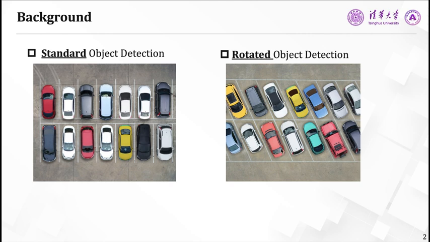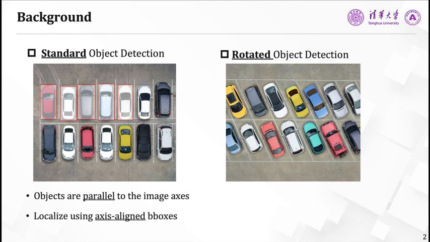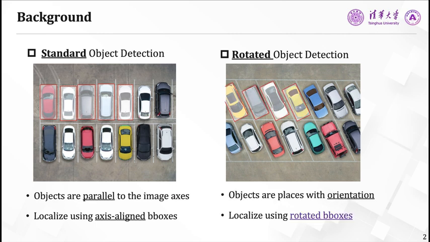In standard object detection, objects are assumed to be upright and aligned with the image axis. Detection algorithms typically identify objects using horizontal bounding boxes. In contrast, rotated object detection deals with objects that can appear at arbitrary orientations within the image. This means that the bounding boxes can be rotated to match the orientation of the objects.